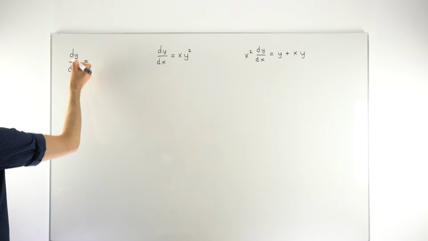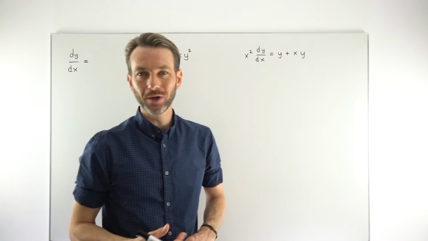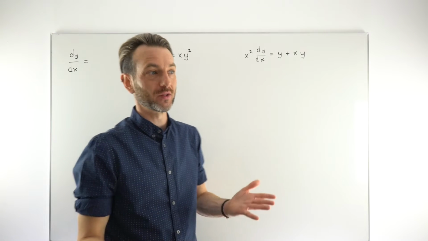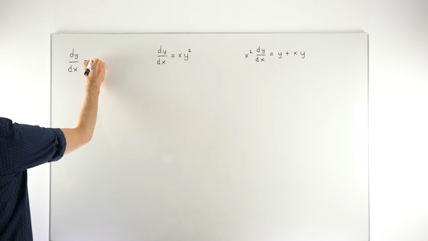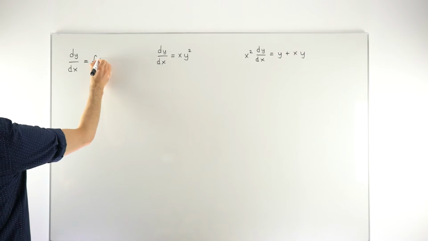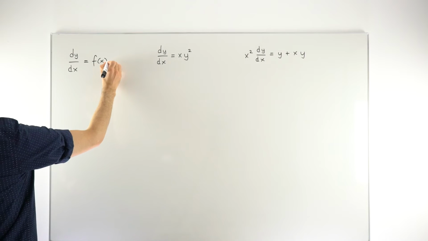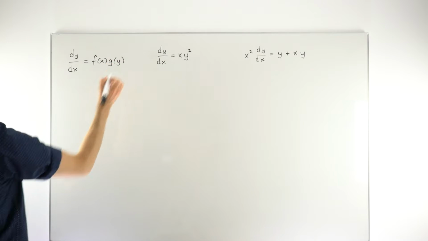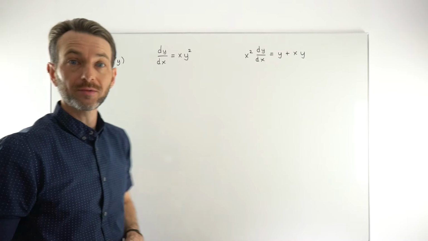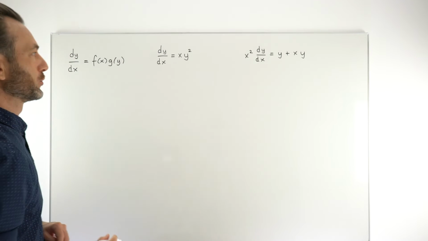Remember, y and x may not be the letters in your question. I'm just going to go with the standard y and x. It could be some other letters, but the important thing is it's a first derivative here. And this is going to be equal to the product of a function of one of the variables, so f of x, multiplied by a function of the other variable, so g of y in this case. So that's basically the format for a separable differential equation.